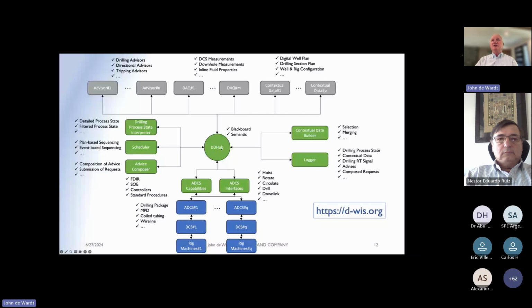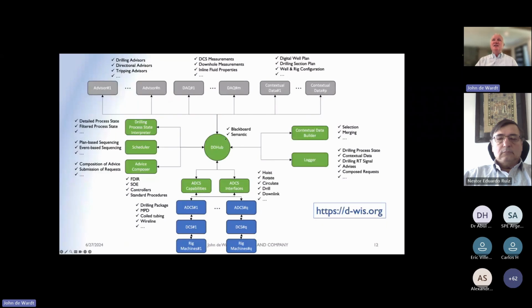There is a scheduler doing sequencing. And then there's an advice composer, which is bringing together safe operating envelopes, failure detection, identification, and recovery, which is coming into the system as well. On the right-hand side, we see a logger, which is capturing all the data as it's produced.